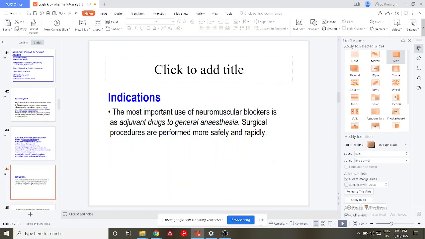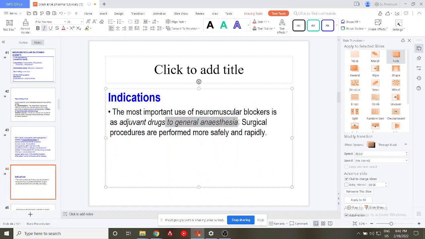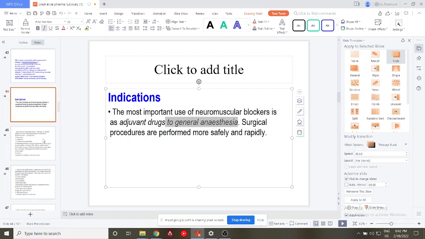Okay, so now the indication. So it's mostly used during general anesthesia. So I said that earlier. So it's going to be used to cause paralysis before anesthesia.